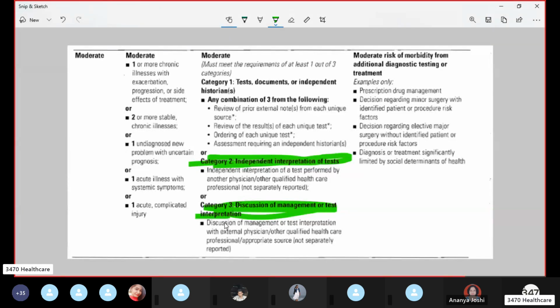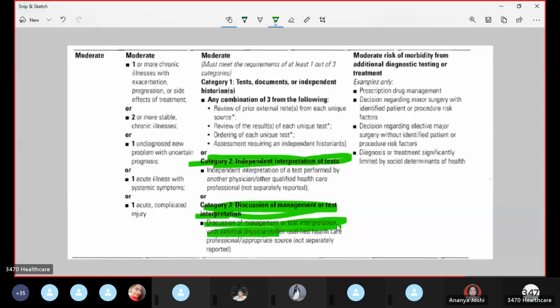I discussed with A doctor, B doctor. He is telling me to give this fluid or admit the patient. So that is the case discussed with the other healthcare provider. Discussion of management or test interpretation with the other external physician. That is for category 3.